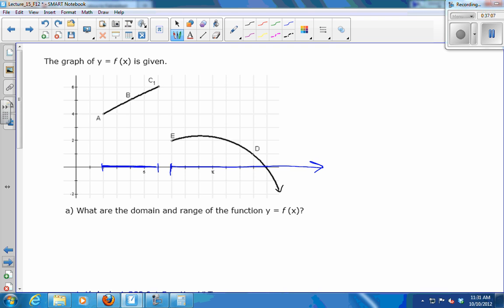So I just drew on the x-axis, I just highlighted the domain of the function. So my domain is going to be 2 to 6 unioned with 7 to infinity.